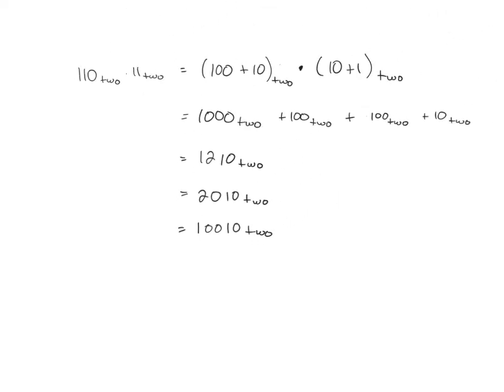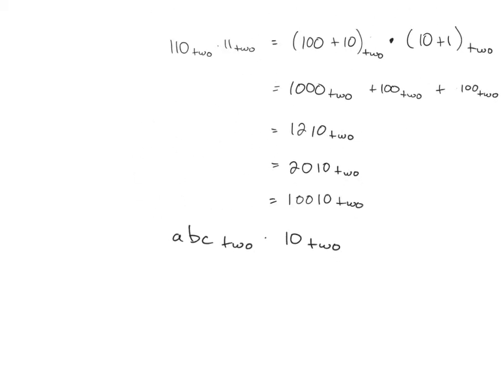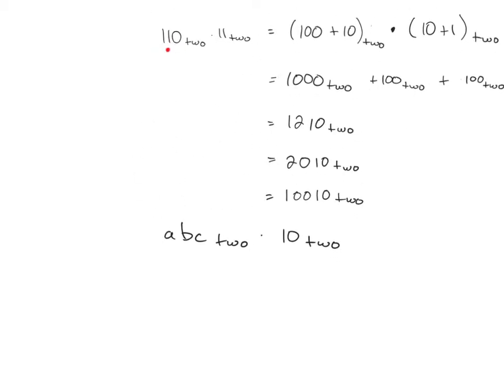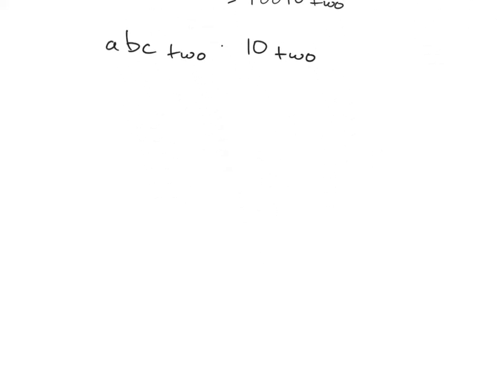Now let's do it with letters instead of numbers. So let's say I have A, B, C in base 2, and I want to multiply times 10 in base 2. Just like we had up here, we had numbers there before. Remember, we split it up into 100, 10, and if there had been a number here, we would have put another one. Like if this would have been a 1, we would have put a plus 1 right here. So let's do that similar type problem here with ABC.